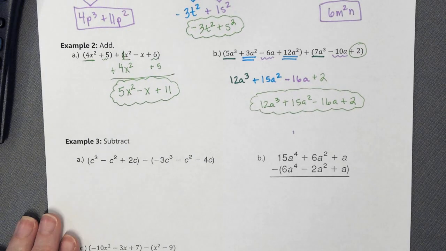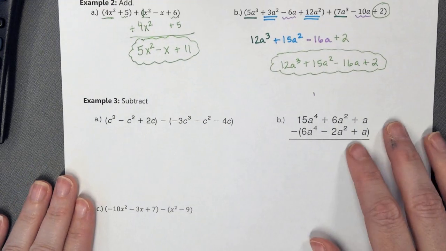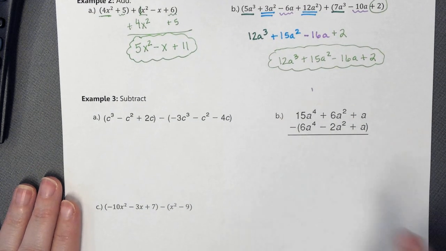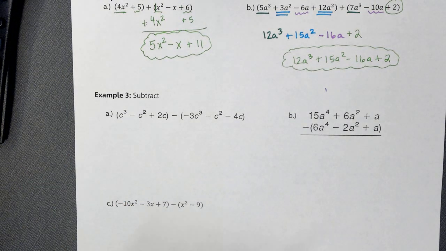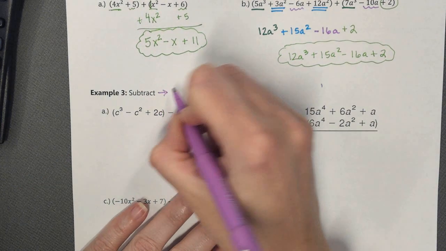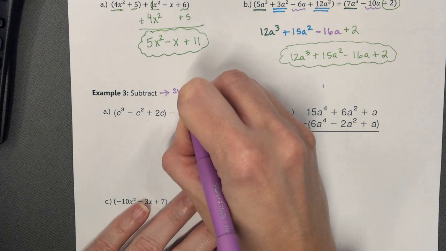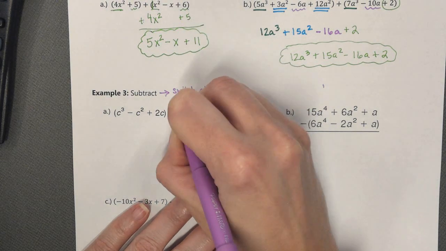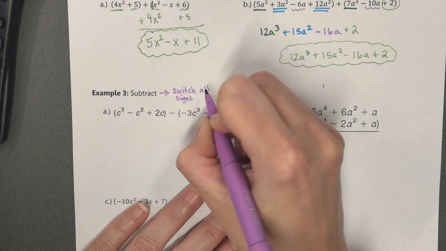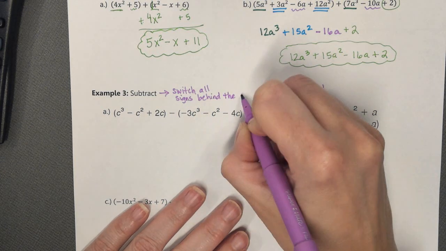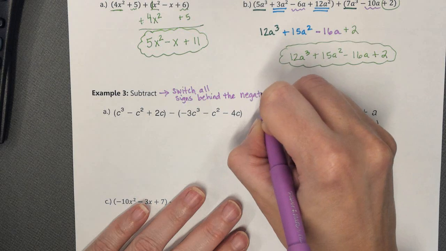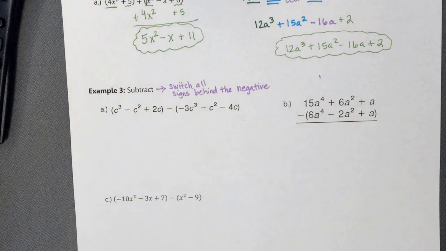Okay, so adding is just like what we were doing earlier this year, but when you're subtracting, there is one more step. If you're subtracting, you have to switch all signs behind the negative. You have to switch all signs behind the negative.